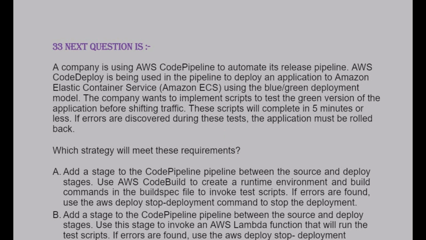The company wants to implement scripts to test the green version of the application before shifting traffic. These scripts will complete in 5 minutes or less. If errors are discovered during these tests, the application must be rolled back. Which strategy will meet these requirements?